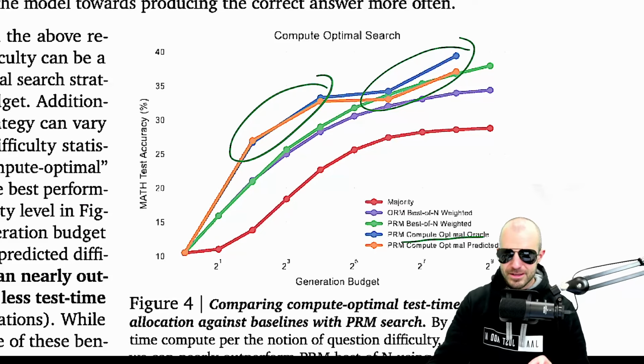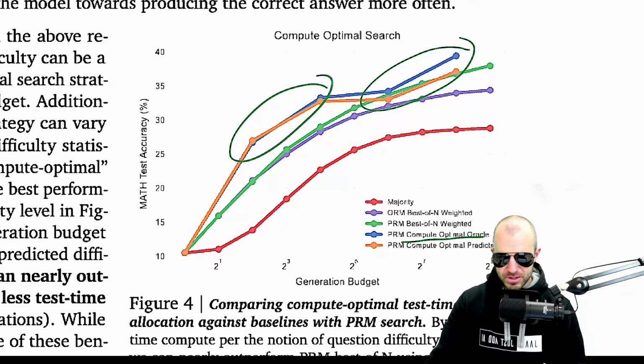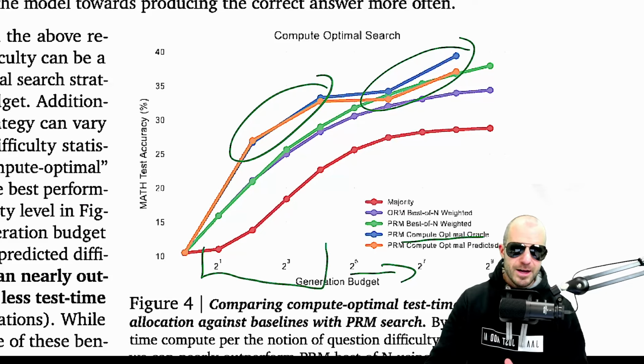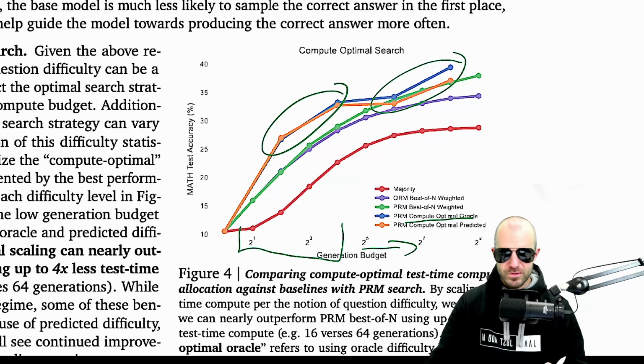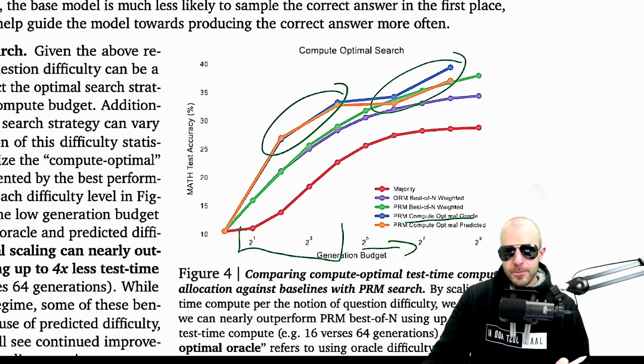However, again, given the level of noise, if your generation budget is anywhere here, you're probably fine with best of n weighted. And here, I'll let you be the judge of whether it makes sense to go with best of n. And again, whether or not this generalizes to anything else also remains to be seen.